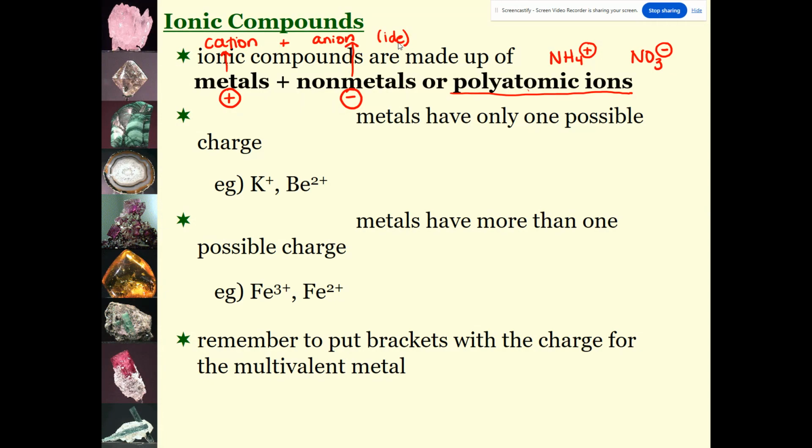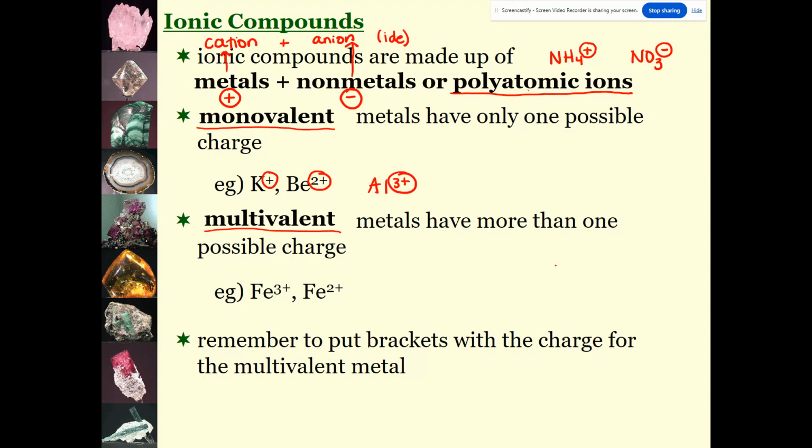Now, metals. Metals can either be what we call monovalent or multivalent. Okay? Monovalent means that there's only one possible charge that element will always carry. So for example, potassium will always be +1. Beryllium will always be +2. Aluminum will always be +3.